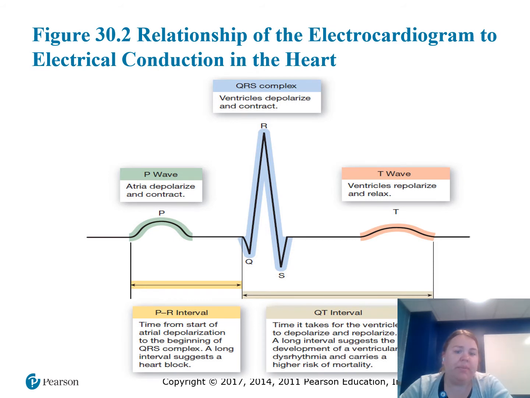Also, what percentage do we want to look at if someone has heart failure? The ejection fraction, right? We want to look at the ejection fraction. Now, if someone has heart failure, what does their EF, their ejection fraction, fall below? It's going to be 45%, right?